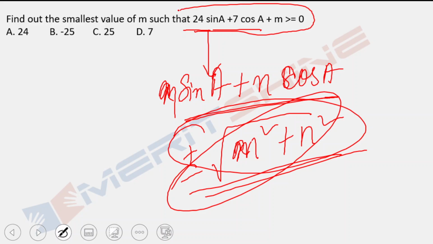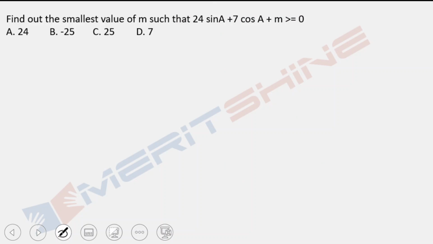Mostly of this form it comes. You can also go ahead and look at the other maxima minima values for the other functions, but this is the most popular one. So let's look at here. What does it say? 24 sin A plus 7 cos A, this is the expression, plus m is greater than equal to 0. So this is the condition that has to be satisfied.